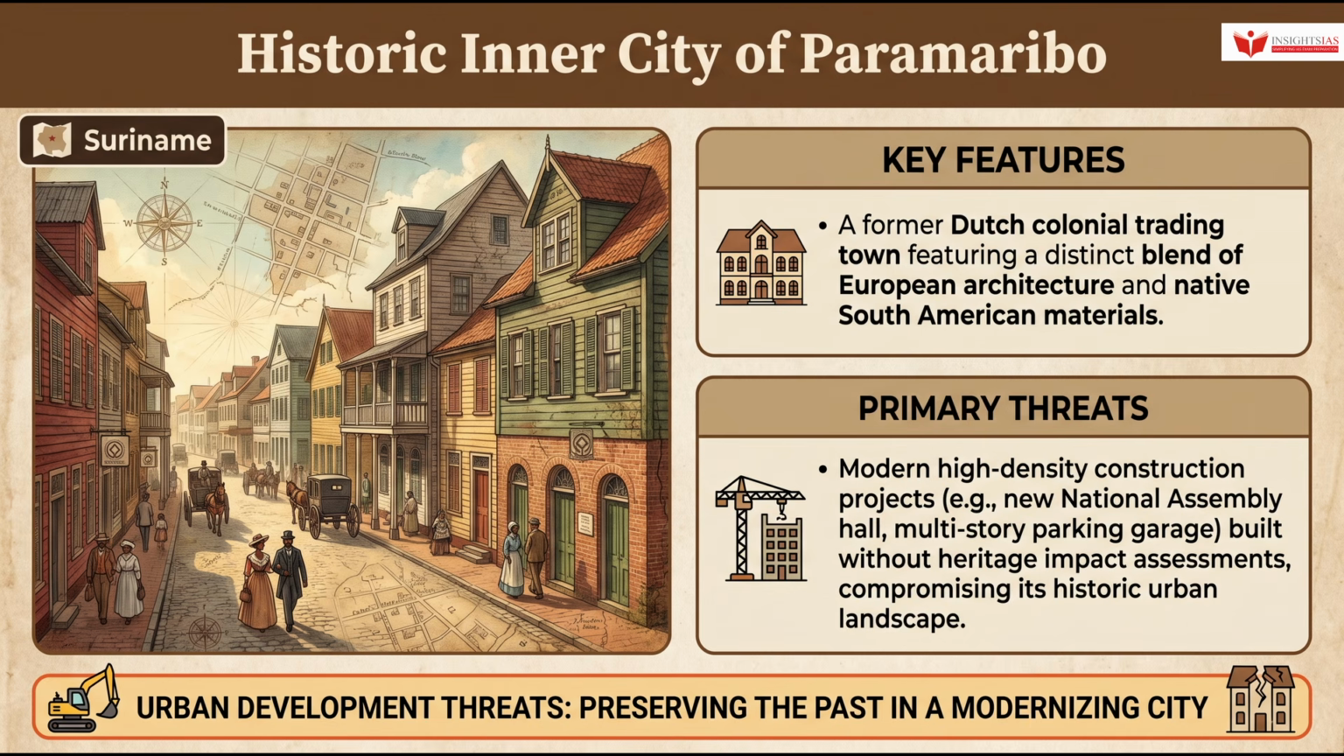The historic inner city of Paramaribo in Suriname is a former Dutch colonial trading town, featuring a distinct blend of European architecture and native South American materials. Its primary threats come from modern high-density construction projects, such as a new National Assembly Hall and a multi-story parking garage, built without heritage impact assessments, compromising its historic urban landscape.